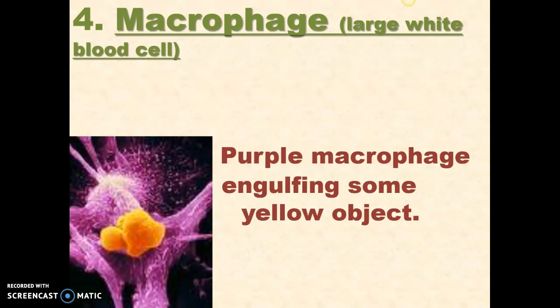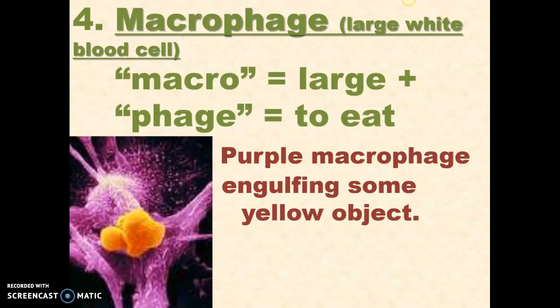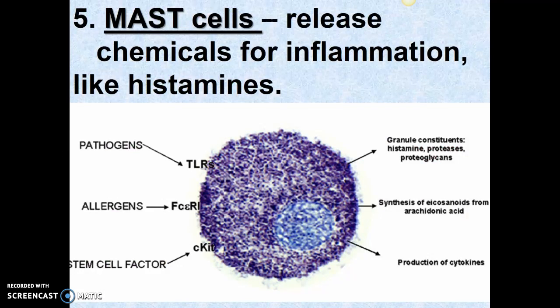Macrophages are a certain type of blood cell, and I taught you earlier that phage comes from the Greek word phageo, to eat. Macro is big. So in the diagram, which has been color modified, it shows a white blood cell engulfing some things. I don't know what those yellow things are, but they're eating them. Then you have mast cells, another type of white blood cell that releases chemicals for inflammation, like your histamines, to make you get inflamed. That's why you take antihistamines, because your body thinks it's fighting something.